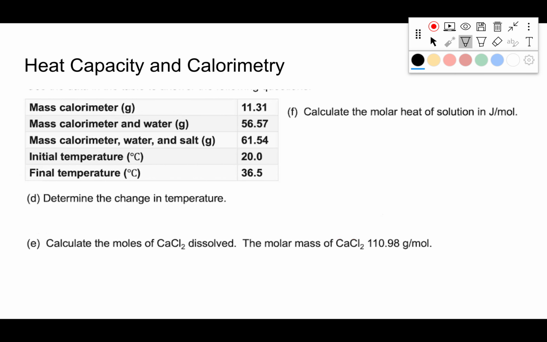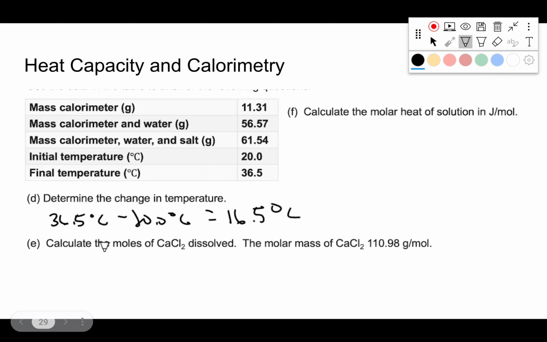From there, we're going to do letter D. So letter D says determine the change in temperature. Again, change in temperature is always final minus initial. So I'm going to do 36.5 degrees Celsius minus my 20.0 degrees Celsius. When I subtract those out, I'm going to end up with 16.5, which is correct because I got to have one place past the decimal. And it's going to be my change in temperature.